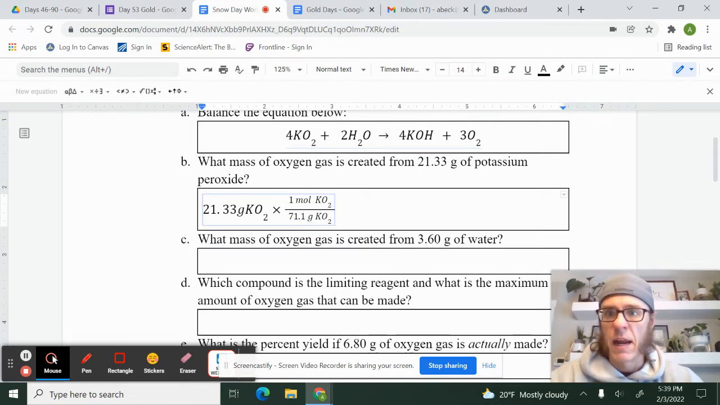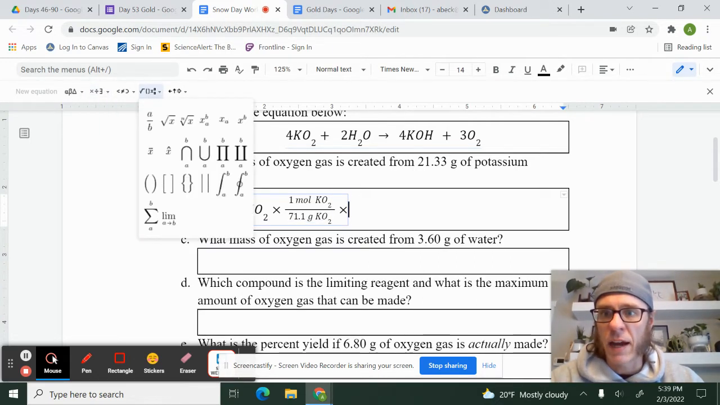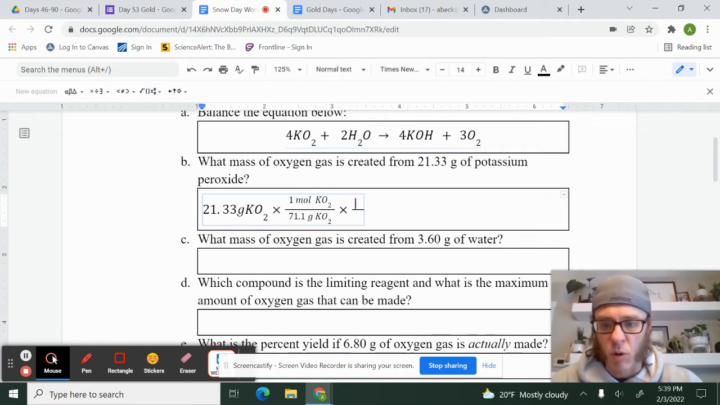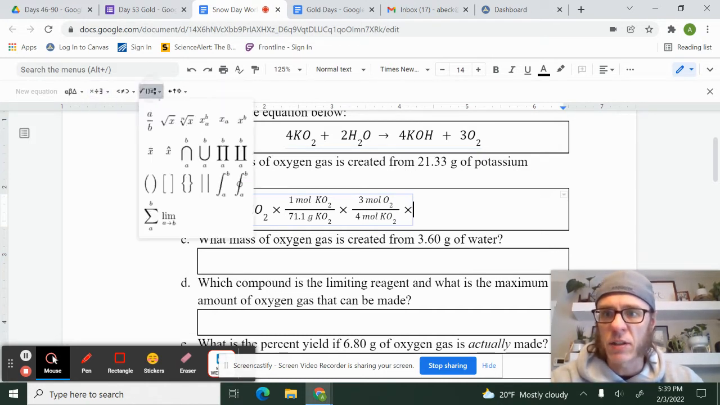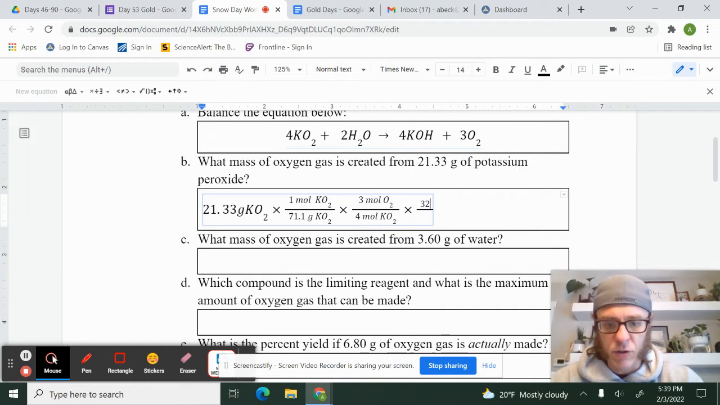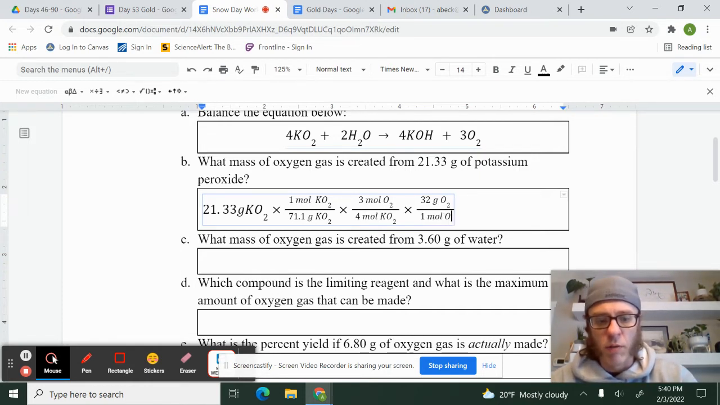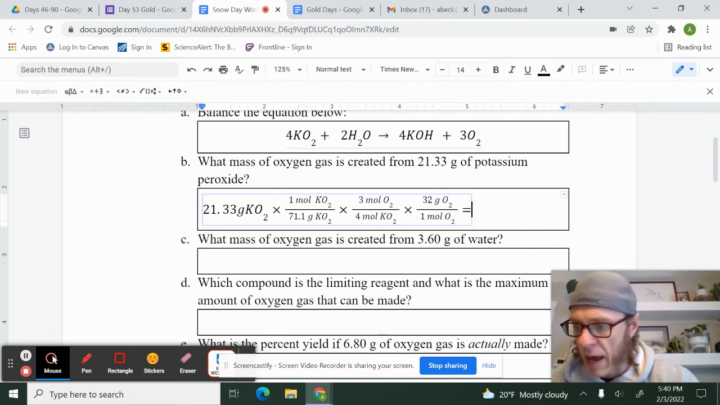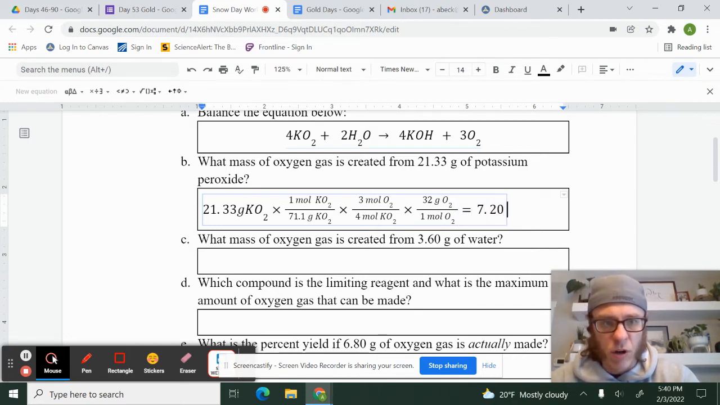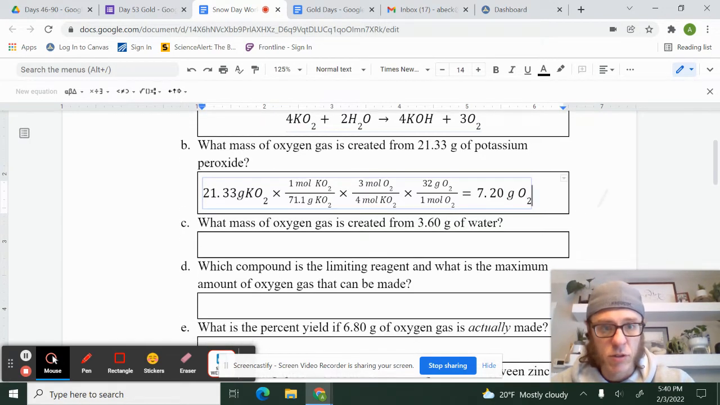So we have that. Now we're going to multiply this again. Here's another fraction because we always got to maintain this. This is our mole ratio. I get 3 moles O2, and we have 4 moles KO2. Now we're going to get the molar mass of oxygen. This is our big finale here, 32 grams O2 over 1 mole of O2. And when we do this math, we get 7.20 grams O2. Hooray.